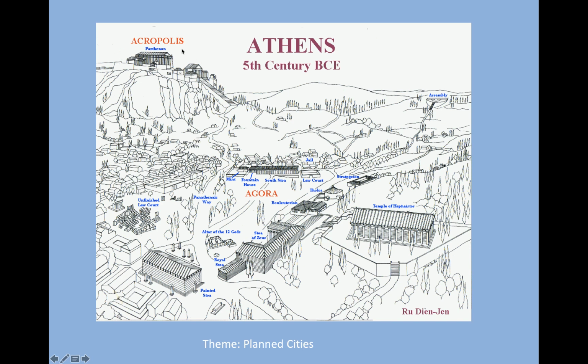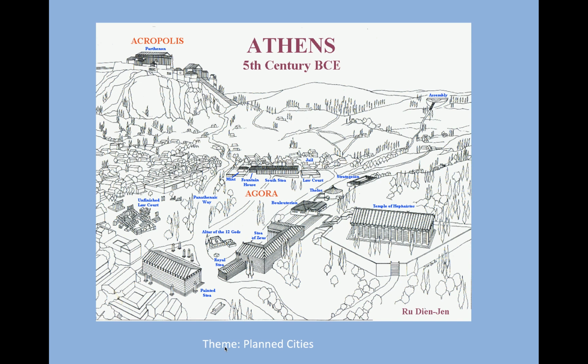So this area up on the hill is called the Acropolis. This gathering place down at the bottom is called the Agora. And your theme is a planned city. This is going to be really our first example of a fully planned city. We haven't really seen that yet. We've seen pieces of them.